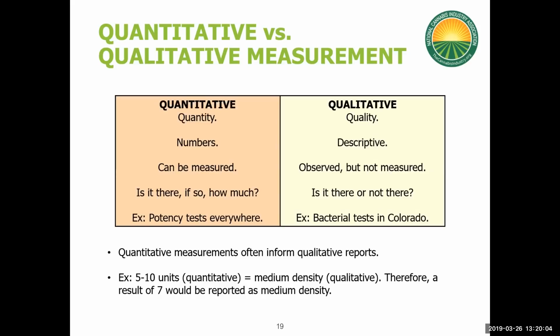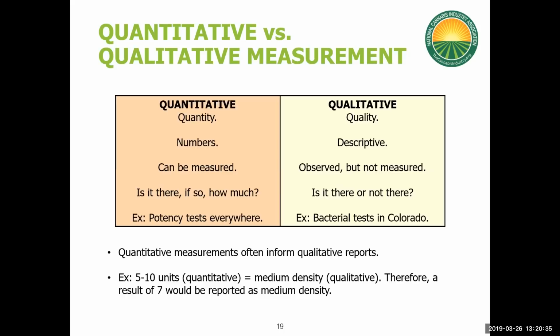The first portion that we'd like to discuss as part of the second half of our presentation is the difference between quantitative and qualitative measurement. So quantitative measurement is regarding the quantity of the analyte in question. It produces a numerical value for that analyte quantity. Therefore, it can be measured, and it's asking, is it there? And if it is, how much is there?